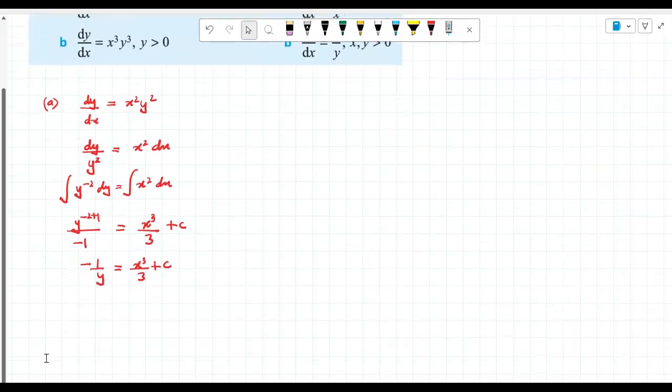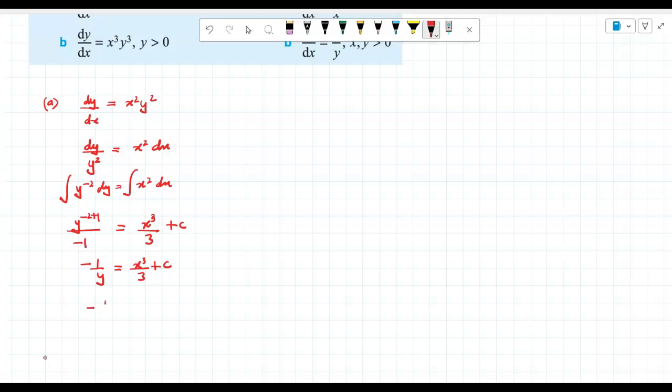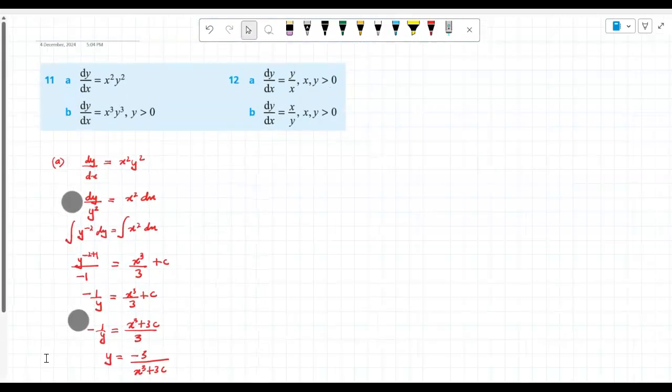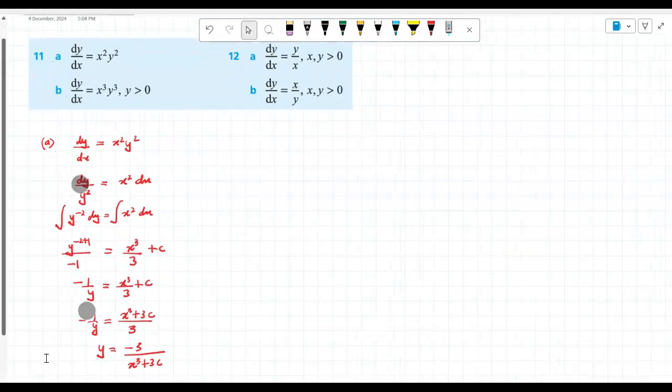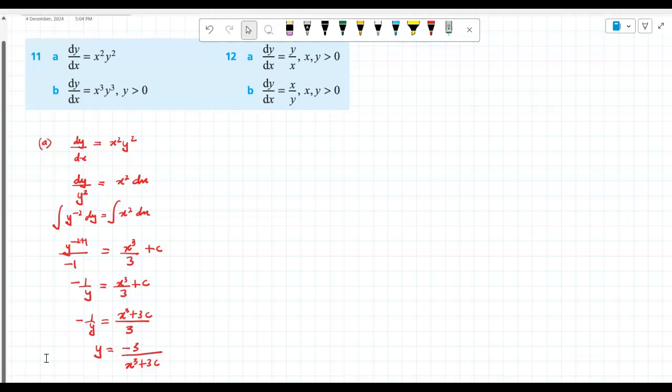So x cube plus 3c over 3. So you can make y the subject. Minus 1 upon y, if I take the LCM, is x cube plus 3c upon 3. Yeah, that's right. So y is equal to what? Minus 3 upon x cube plus 3c. Yeah, I got the concept, but I just forgot the c. Try 12a. 12a? Yeah.